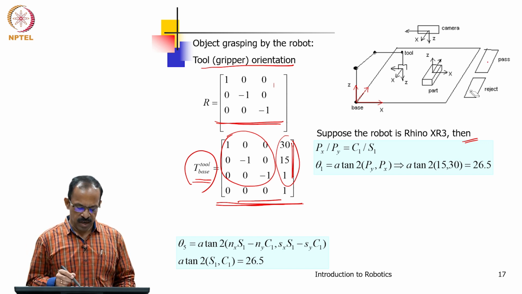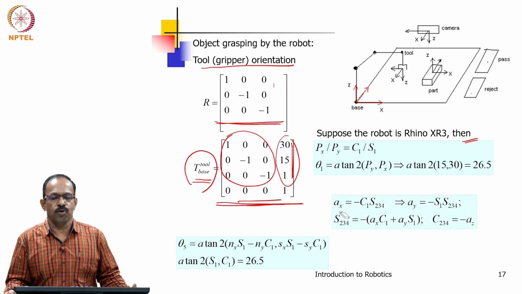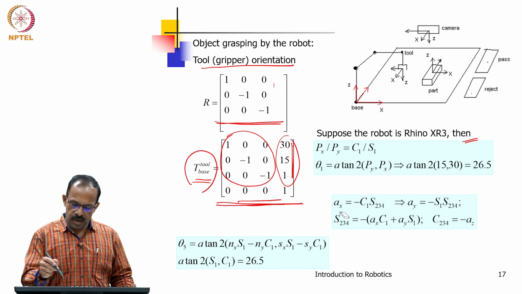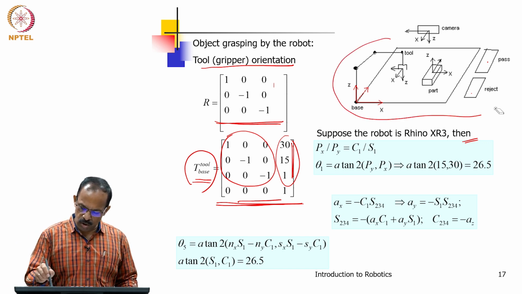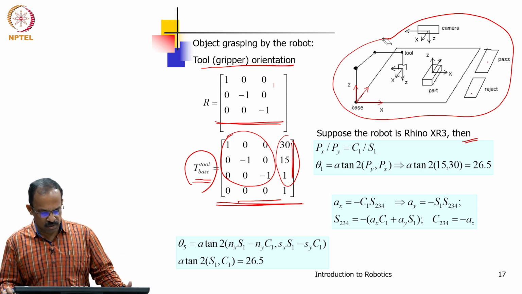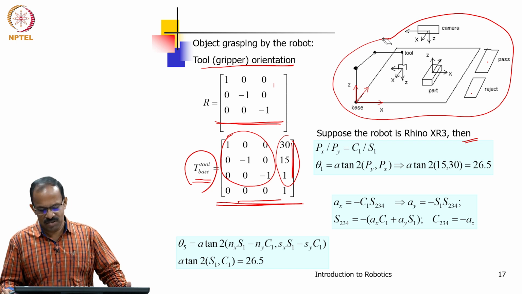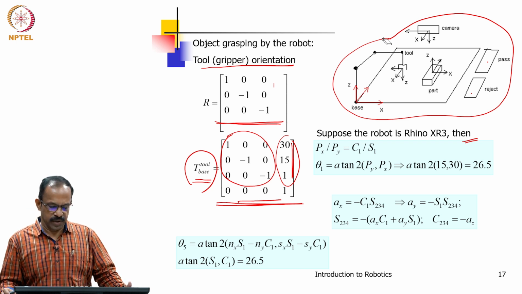So, this shows how we can use transformation matrices and forward and inverse kinematics to get some work done in the robotic work cell. This is a very simple example of the use of kinematic analysis in a robotic work cell in order to get some simple work done.